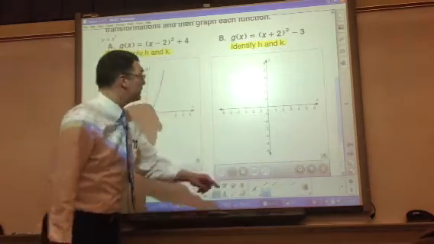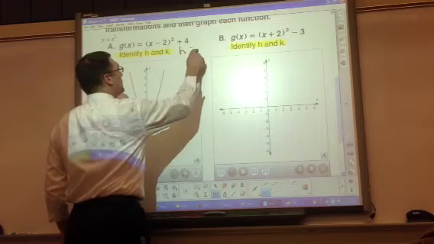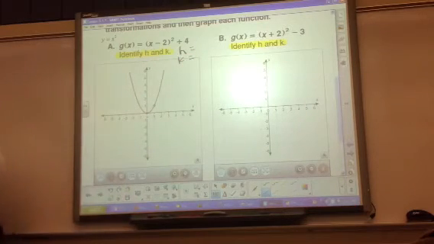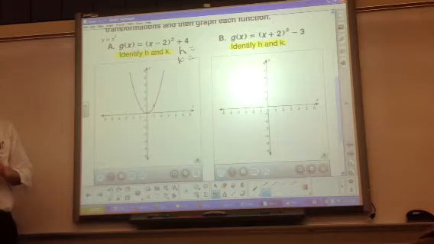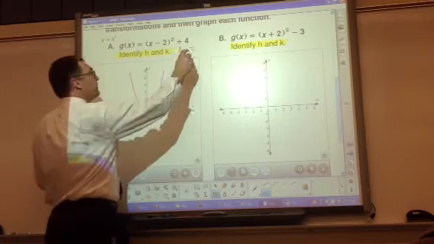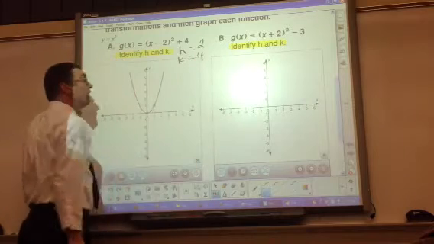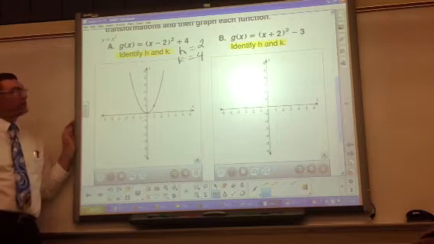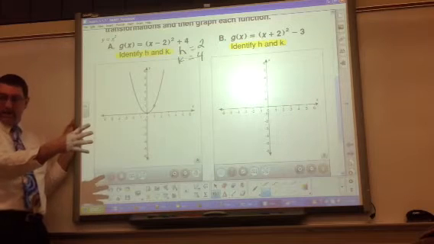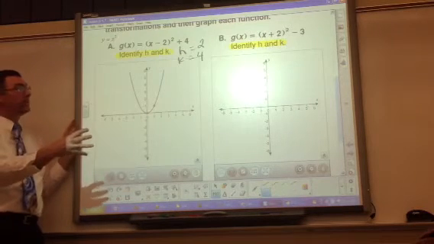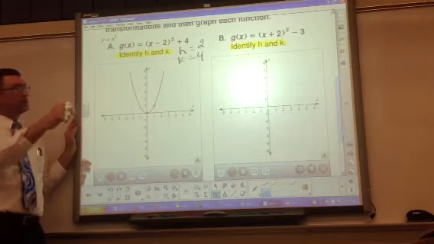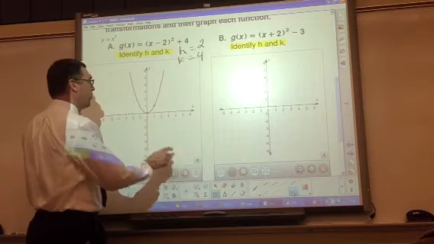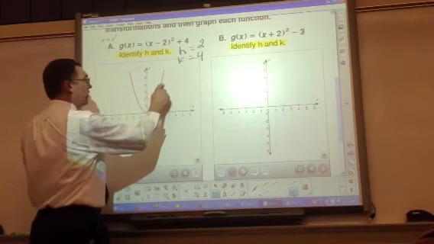So in this problem, what is h and what is k? h is 2, k is 4. So this means that I have taken this graph and translated it 2 units to the right, because h is positive, and 4 units up because k is positive. So my vertex point is now at (2, 4).